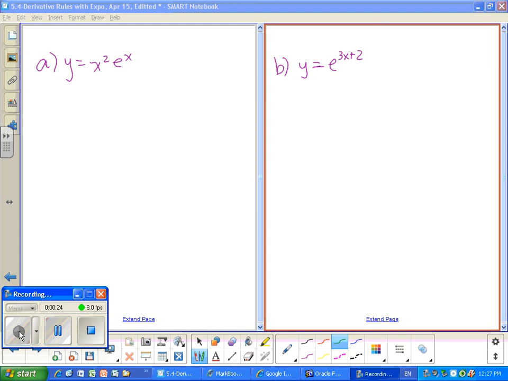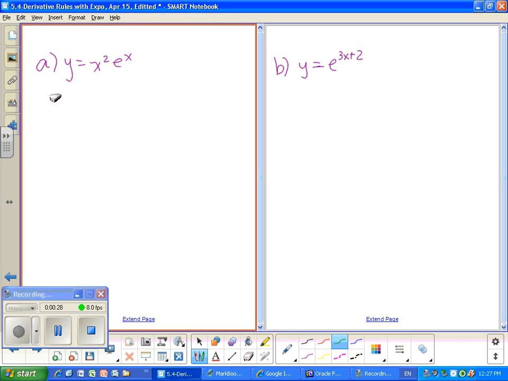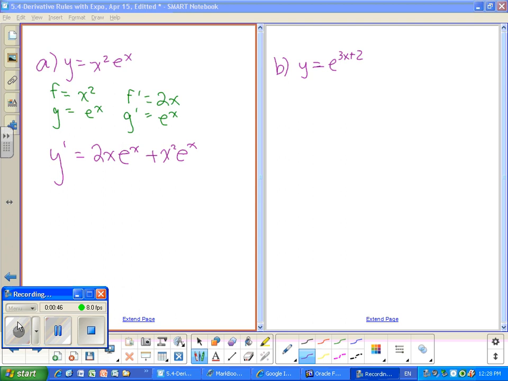So what is your first function and your second function? Okay, and then you go through the same process. So you find f prime and g prime. Good. And then you just plug it into your product rule, which is f prime times g plus g prime times f. What else can you do once we have this derivative for our y prime?